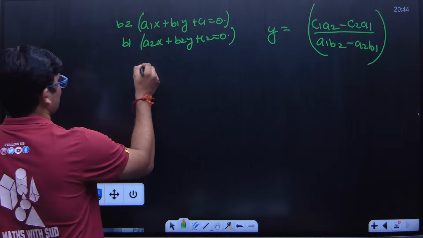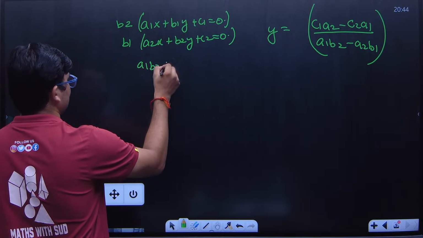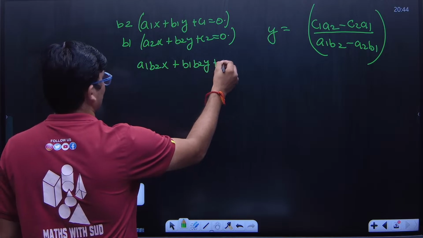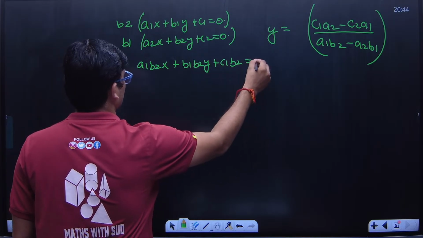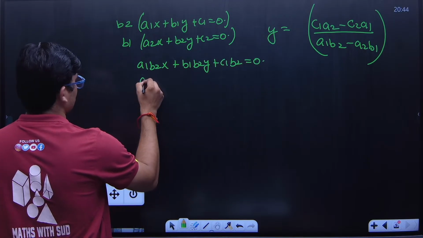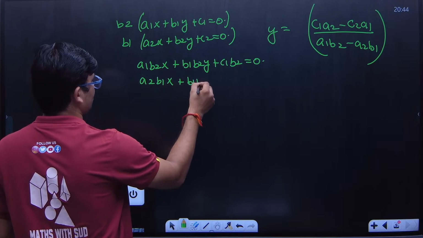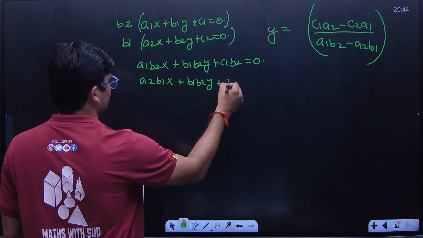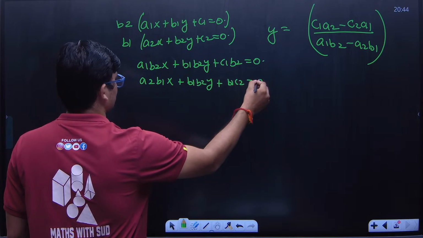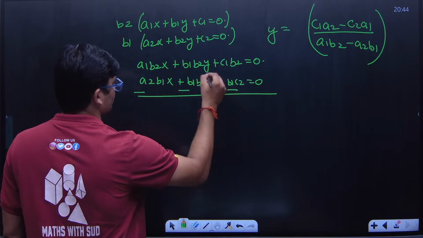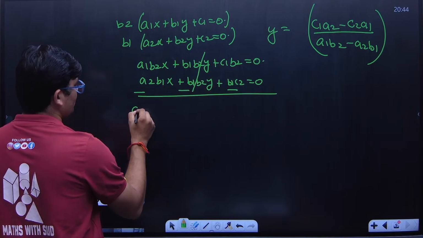So this one becomes a1 b2 times x plus b1 b2 times y plus c1 b2 is equal to 0, and this becomes a2 b1 times x plus b1 b2 times y plus b1 c2 is equal to 0. Now I am going to subtract the equations. So this part gets cancelled out and you have a1 b2 minus a2 b1 times x.